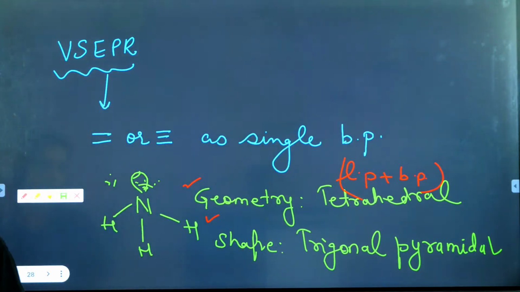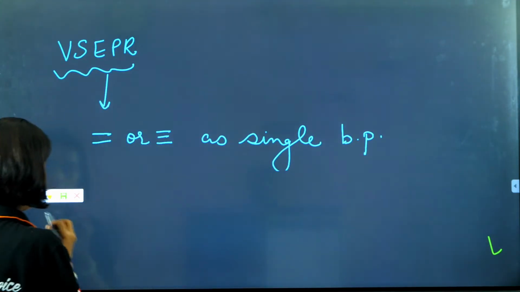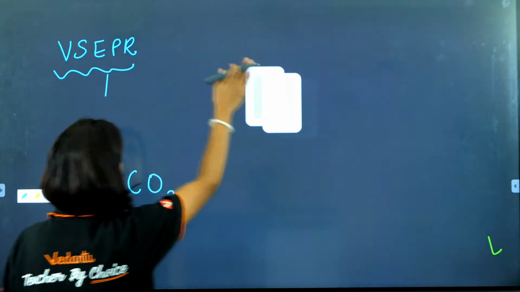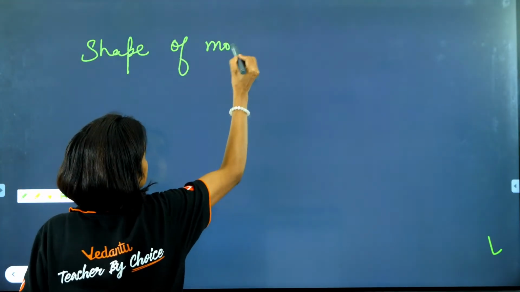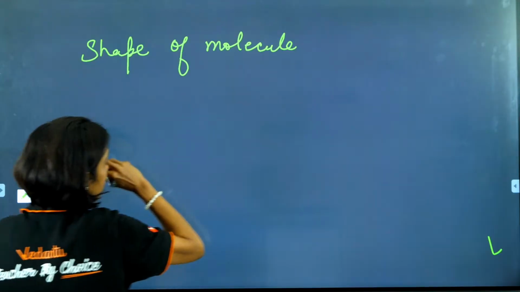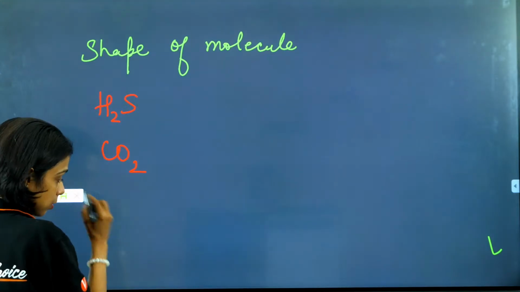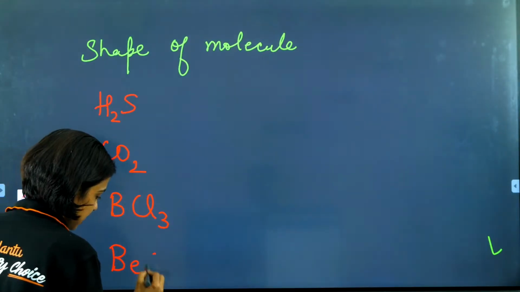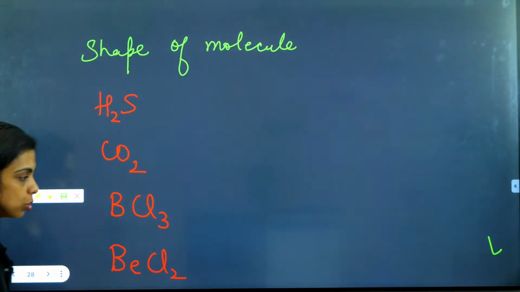Okay, now I want to give you some questions for your practice on VSEPR. Predict the shapes and geometries of these molecules. That will give you good practice, guys. H2S, CO2, BCl3, BeCl2. Some have lone pairs, some have both lone pairs and bond pairs, some have only bond pairs on the center.